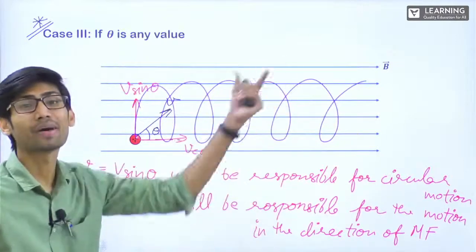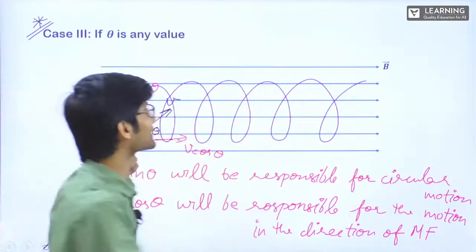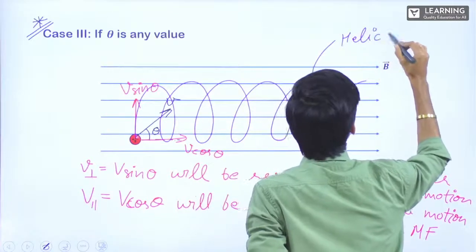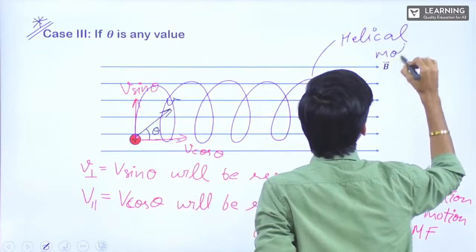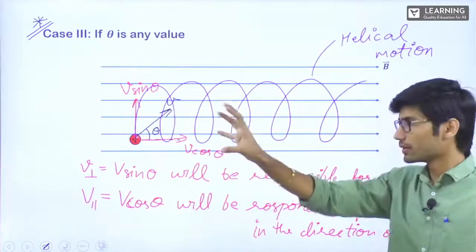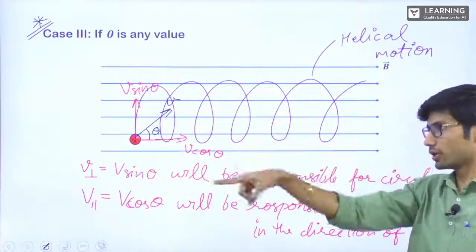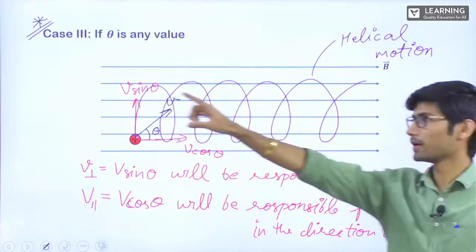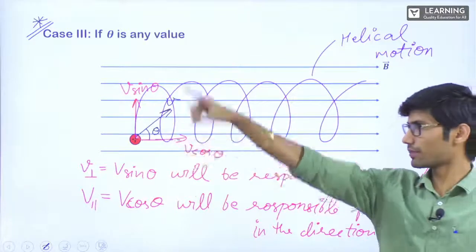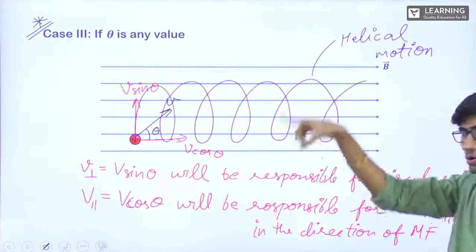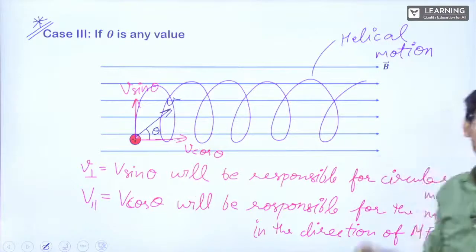It is a spiral motion, or you can say it is helical motion. Clear? From here, if I see, it will be a circle only, but the particle is coming towards me. Suppose I am standing here. If I see from here, the particle will be rotating like this, but it will be coming towards me also because it has a horizontal velocity.